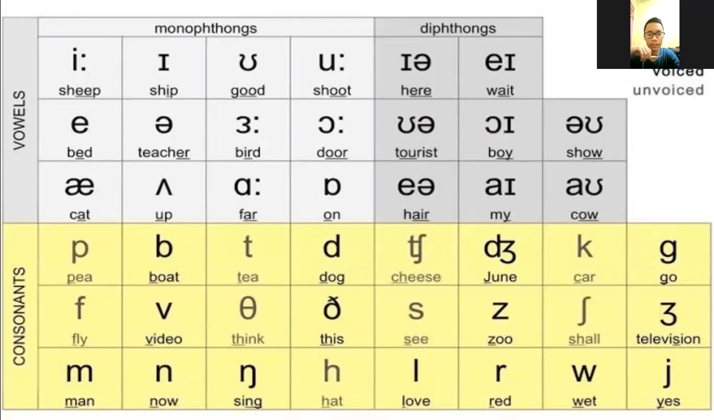So yeah, you can see on your screen that these are the 44 phonemes in the English language, and it is divided into consonant section and vowel section. Next slide, please.